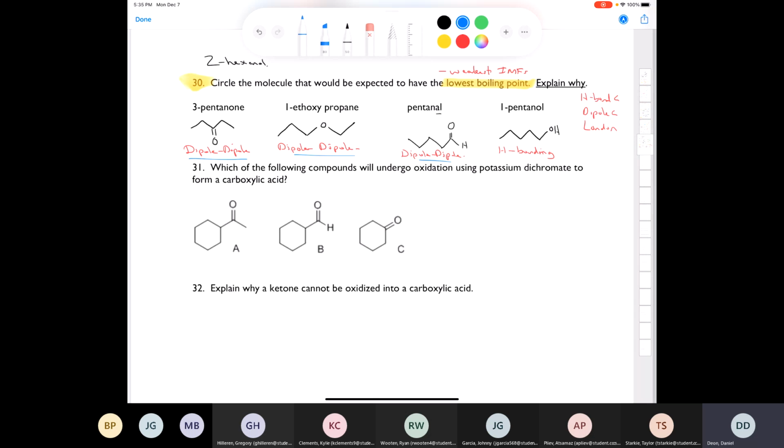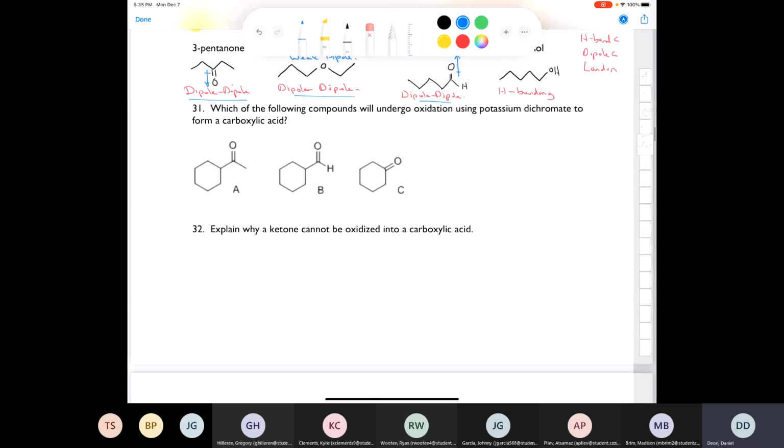Well, this is something that we went over in class several times. If I look at the dipole in a molecule like pentanal or in 3-pentanone, those molecules are called carbonyl compounds, an aldehyde or a ketone, and they have a strong dipole. Yes, there is a dipole in the ether, 1-ethoxypropane, but it is a weak dipole. So we'll put here weak dipole. And so since the dipole is weak in an ether compared to that in a ketone or aldehyde, the answer is going to be 1-ethoxypropane, which has the lowest boiling point.